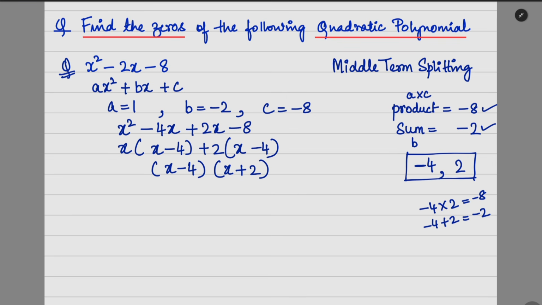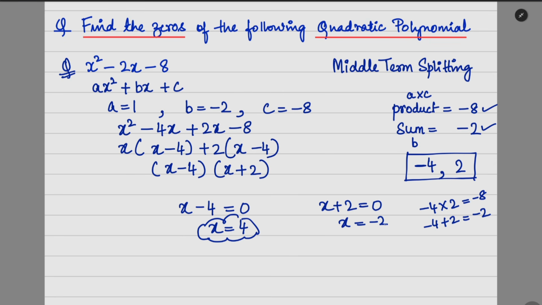Okay, so you can equate. This is the quadratic polynomial, so these are the zeros. x minus 4 is equal to 0, so x could be 4. This could be one of the zeros. And x plus 2 is equal to 0, so x will be minus 2. So either you will have x equal to 4 or x equal to minus 2. These are nothing but the zeros of the given quadratic polynomial.